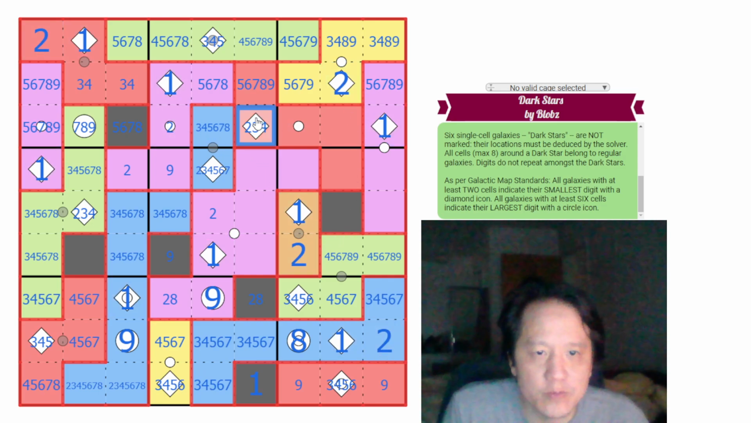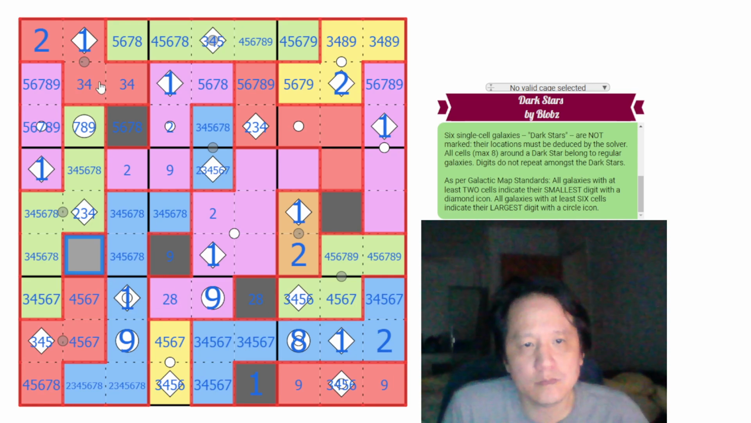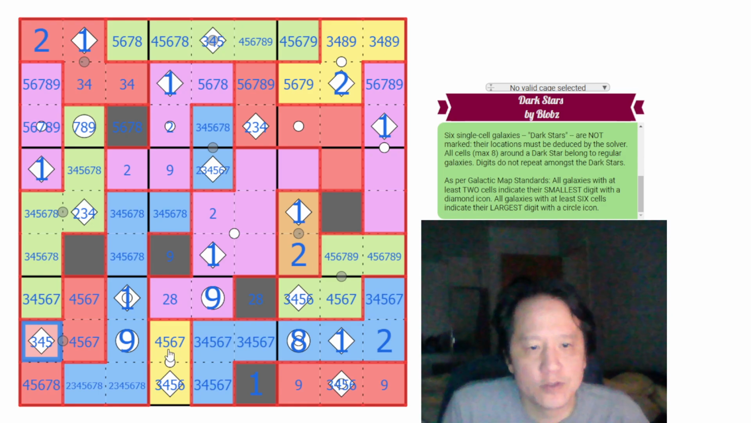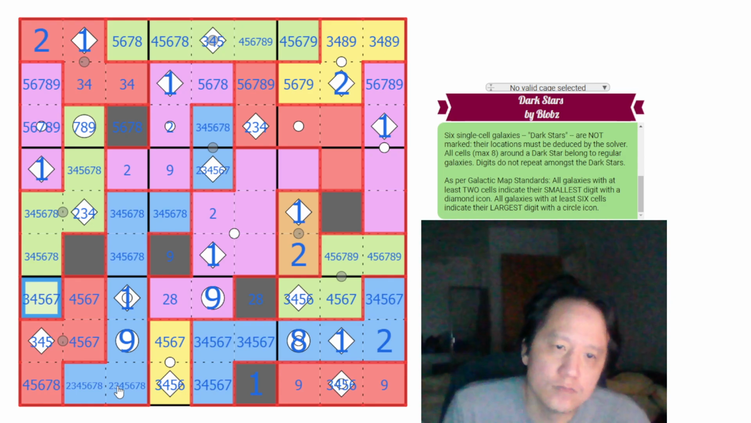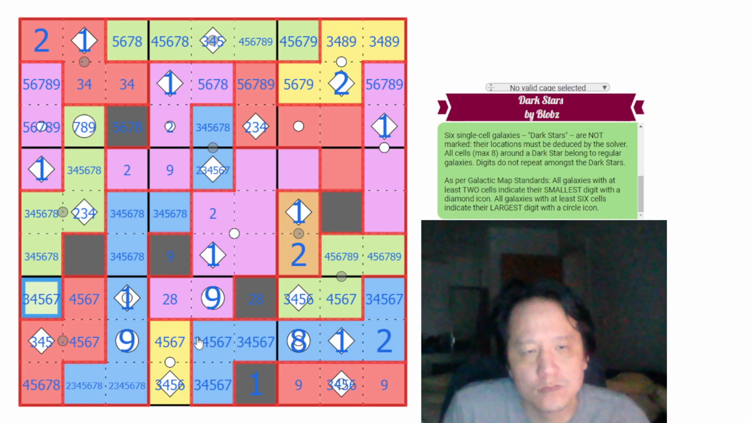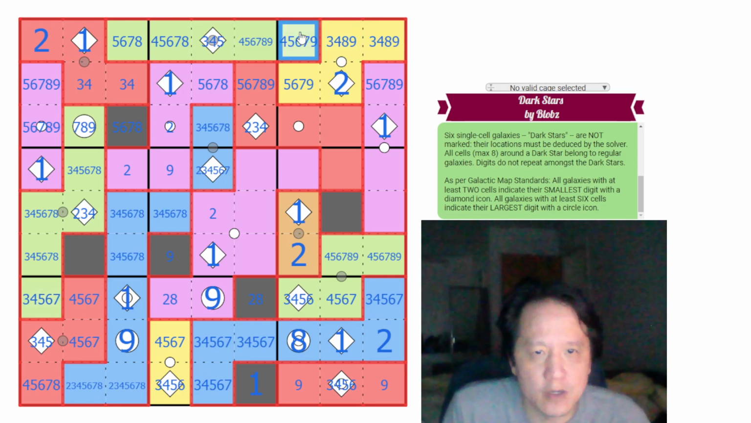Twos, we know one of them's here. One of them's here. One of them's here. One of them's here. And then one of them's here. Three could be here, here, or here. Okay, what other Renbans do we have? So this is 3 through 7, 4 through 8, or 5 through 9.